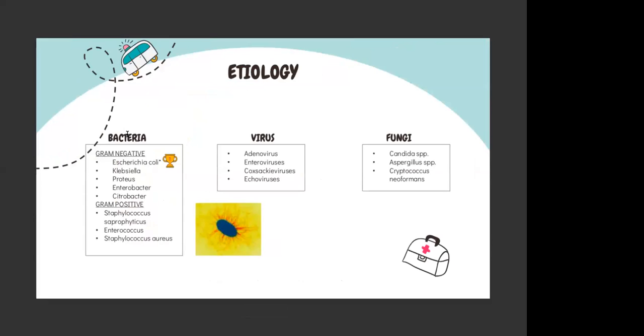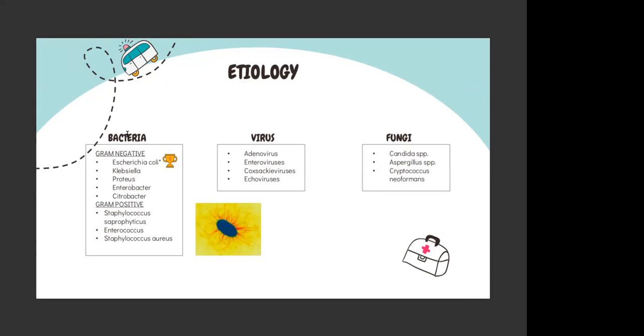Next is the etiology of UTI. The most common causative organisms are from the intestinal flora, which is E. coli. E. coli accounts for 80 to 90% of UTI in children. Other gram-negative bacteria include Klebsiella pneumonia, Proteus mirabilis, which is more common in boys than in girls, Enterobacter aerogenes, and Citrobacter. For gram-positive bacteria, Staphylococcus saprophyticus is very common in sexually active female adolescents, and it accounts for more than 50% of UTI. Other gram-positive bacteria include Enterococcus species and Staphylococcus aureus.